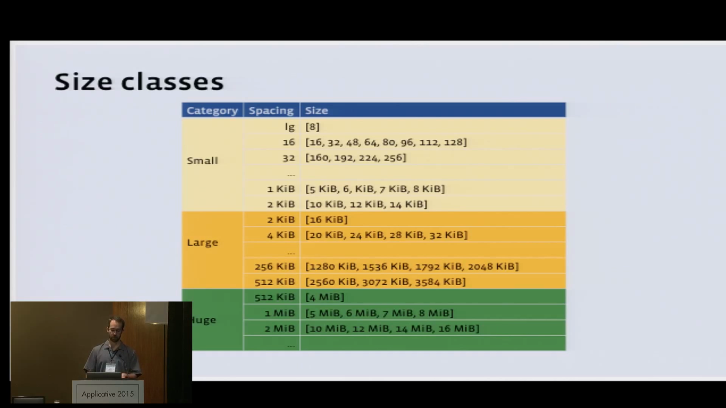The huge allocations are 4 megabyte objects and larger, so 4, 8, actually more or less multiples of the chunk size, which I'll talk about more in a moment. And then the large allocations and small allocations, they all fit within arena chunks, which I'll show you a diagram of in a moment.